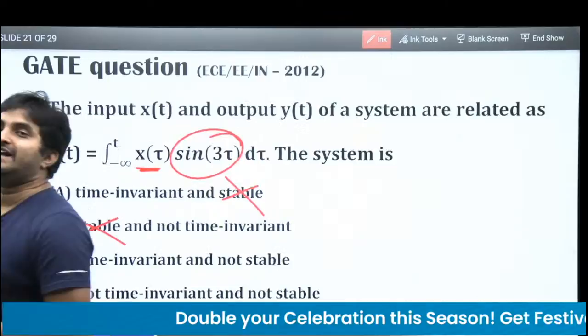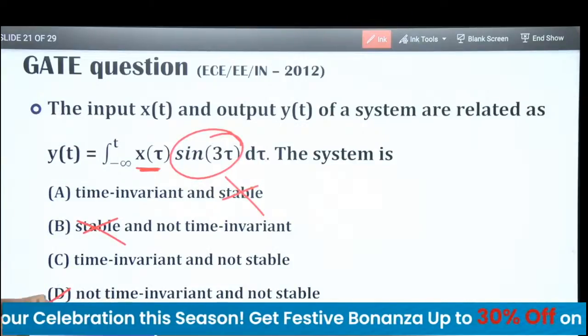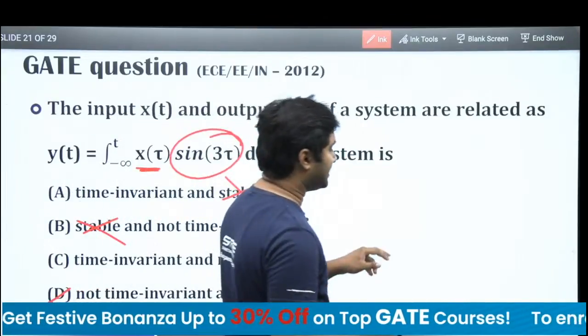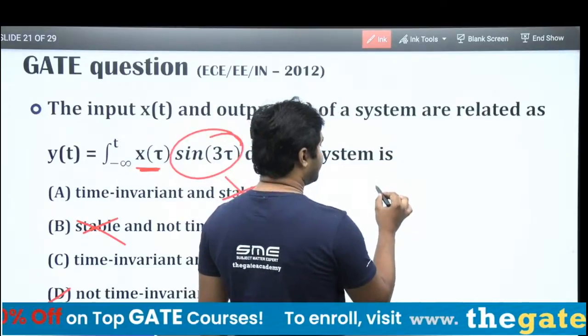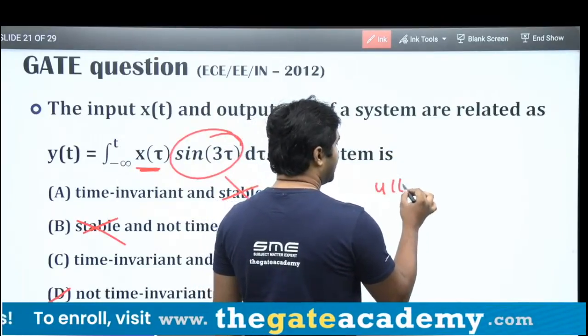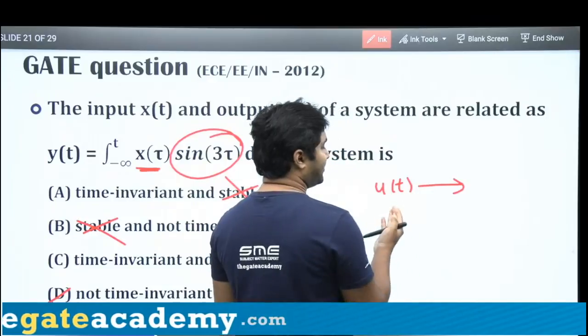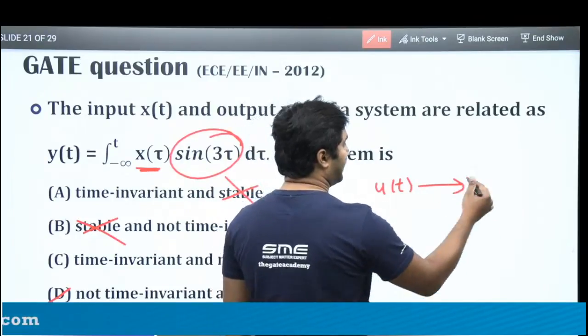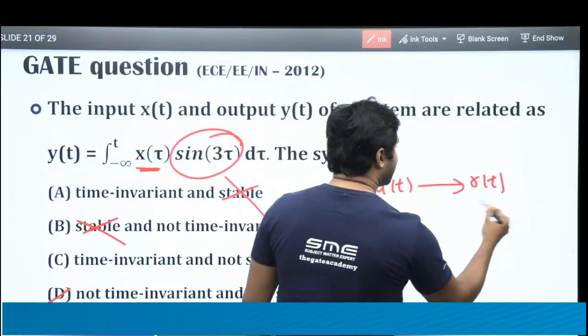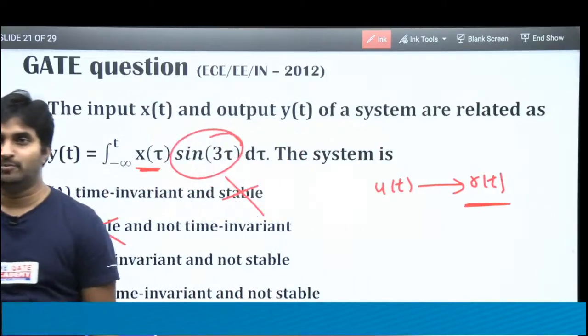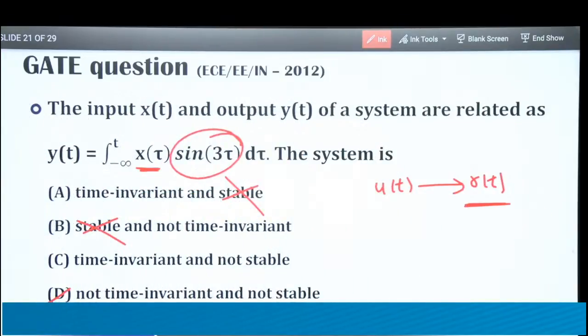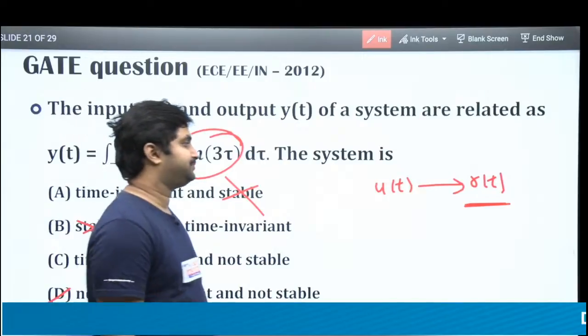So how does the integrator become unstable? That is what we discussed earlier. When you give the input as u of t, what is the output? The integration of u of t is a ramp, isn't it? Yes or no?